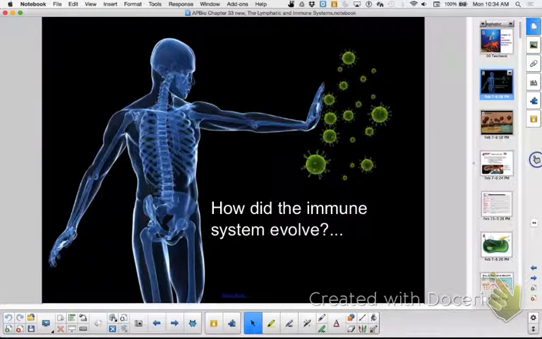We're going to talk about Chapter 33, the lymphatic and immune system. We're going to start by talking about how our immune system evolved. In our immune system, we are trying to fight off anything that doesn't belong in us, right? So how did that evolve, that we could know self from non-self? We're going to look at a couple of examples.